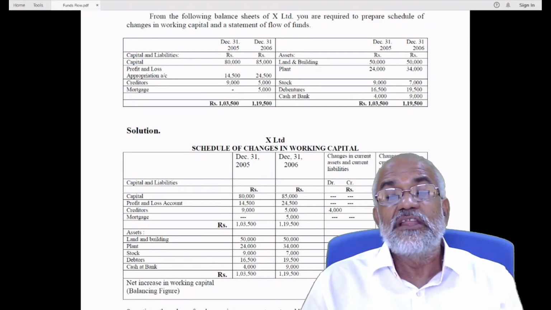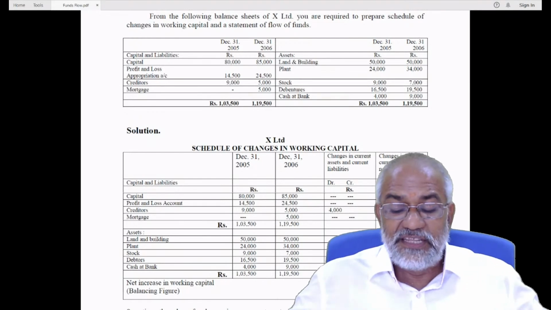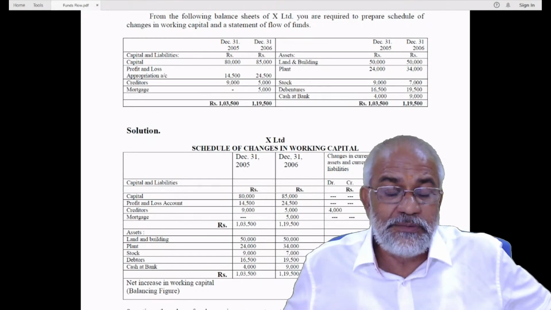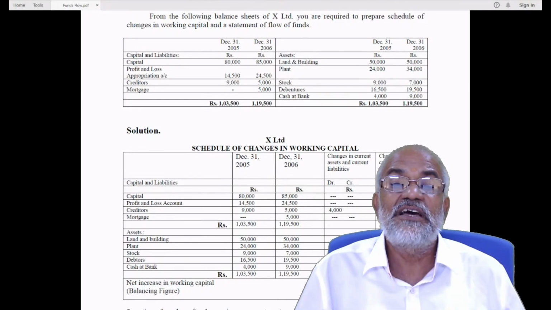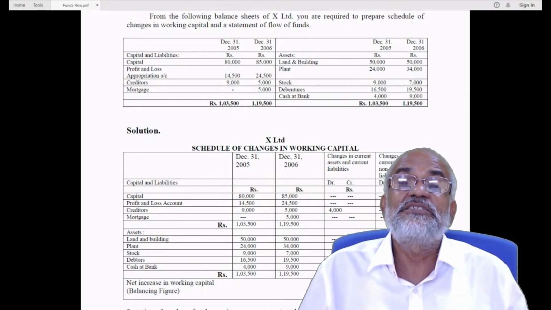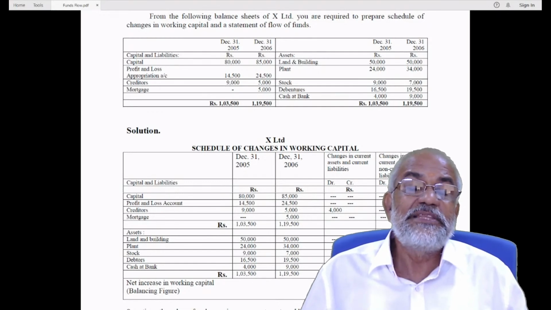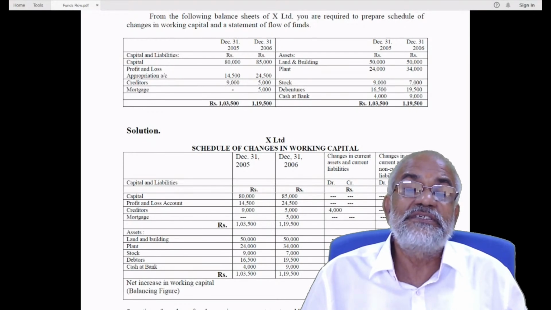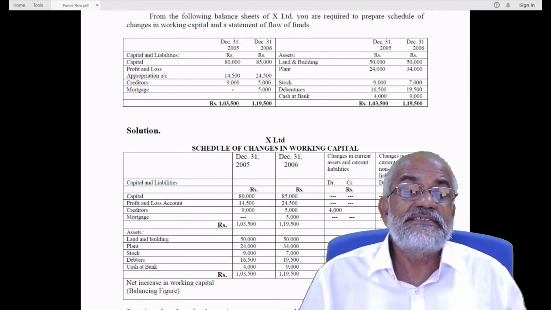In the first three columns of the statement of changes in working capital, the figures given in the question, in the form of the balance sheet, have been reproduced and nothing else. The capital as on 31st March 2005 was 80,000, and as on 31st March 2006 was 85,000, as stated in the balance sheet. Similarly, the profit and loss account is also reproduced as 14,500 and 24,500, which is nothing but the accumulated profit or the cumulative profit as on the two balance sheet dates.